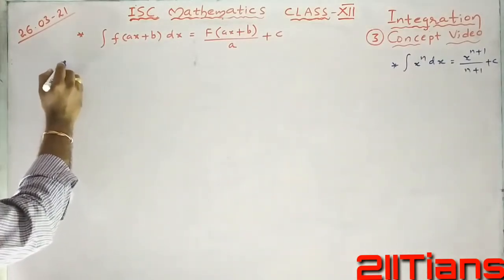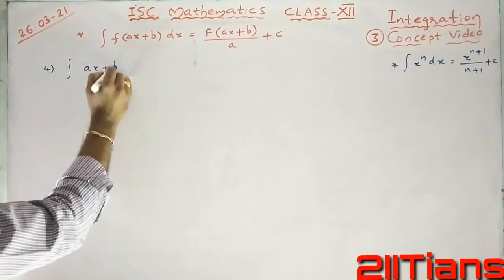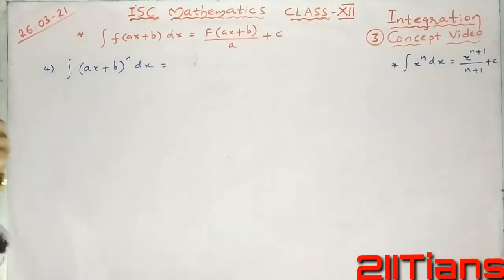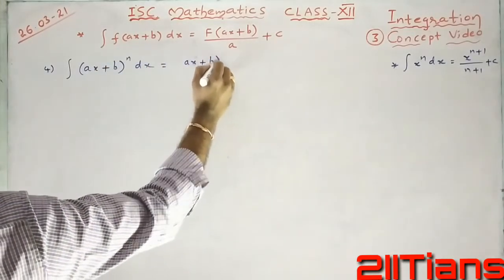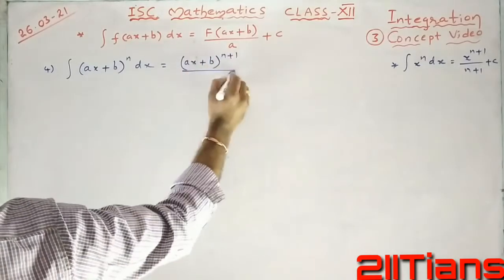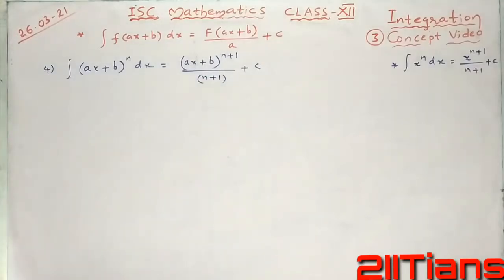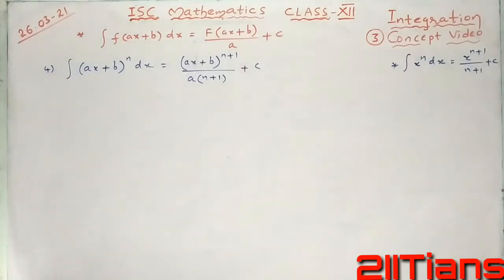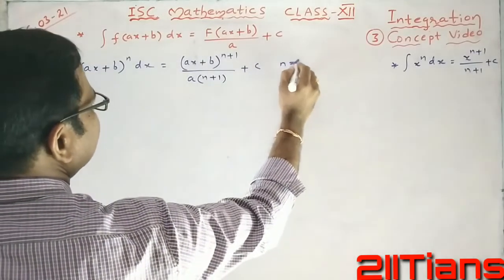Suppose integral ax plus b whole to the power n dx. This is also direct standard formula. X to the power n integration, we can write x to the power n plus 1 upon n plus 1 plus c. But what should you do here? You should never forget to write the coefficient of x in the denominator. What is the coefficient of x here? a. So that would be the final answer. But n cannot be minus 1. Okay?